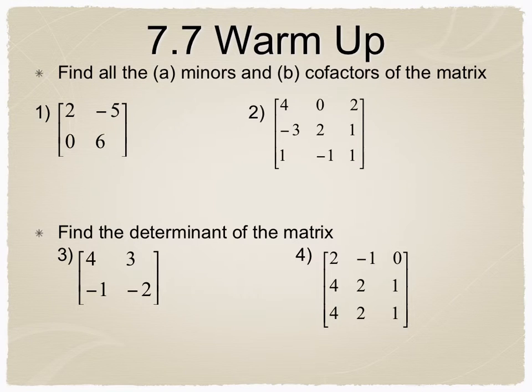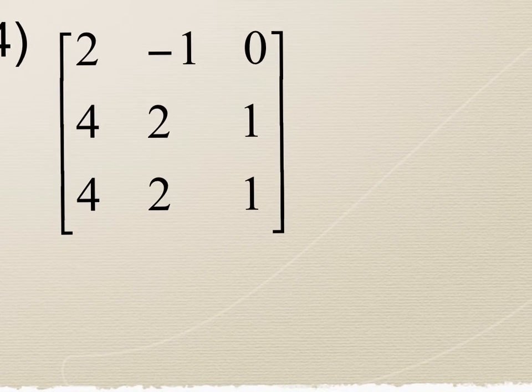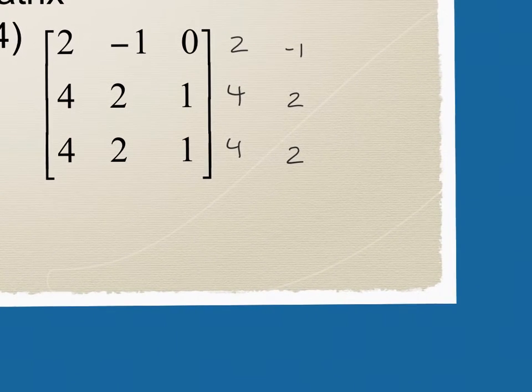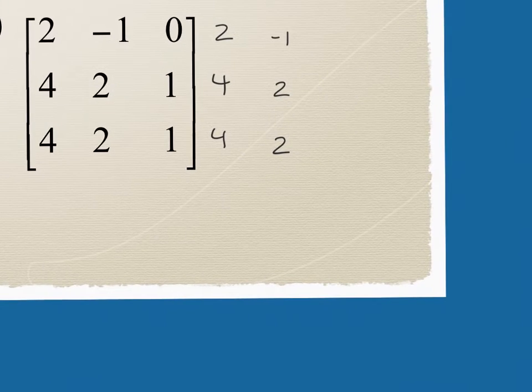All right, so the last thing we covered in 7-7 was the determinant of a 3x3 matrix, which was number 4. One way to do it, it's not the only way, but in my experience of teaching it's the easiest, is to take your first two columns and duplicate them to the right. So this becomes 2, 4, 4, -1, 2, 2. The biggest piece of advice I can give you is be super careful, because you write one wrong negative, one wrong number, and the whole thing's wrong, okay?